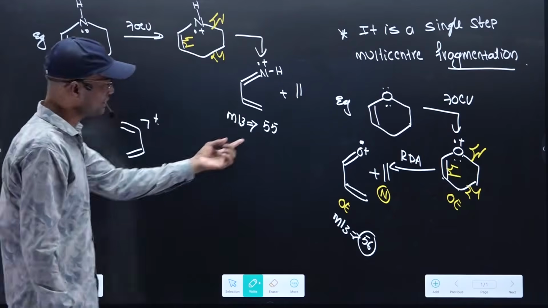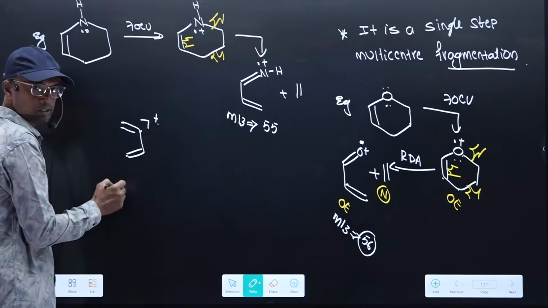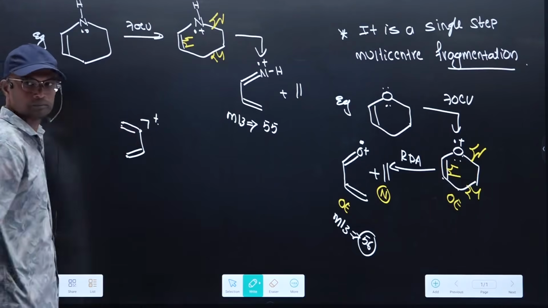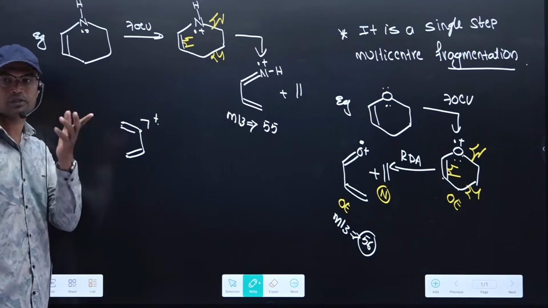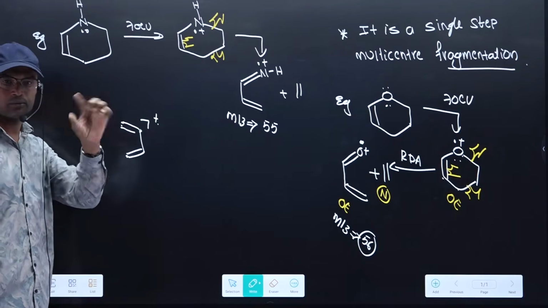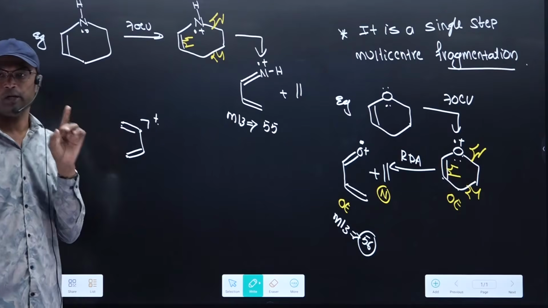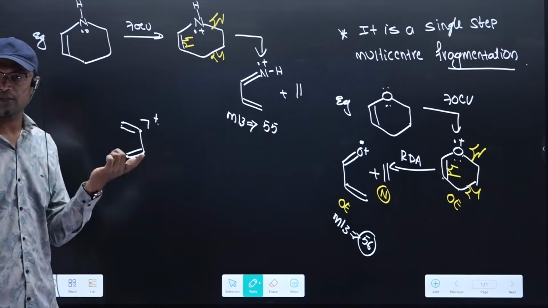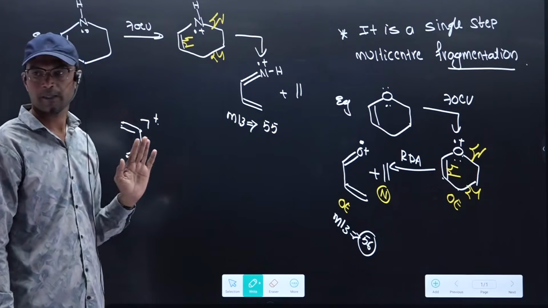Just now I said 54. Just count here: 1, 2, 3, 4. 4 into 12, 48, 50, 52, 53, 54. One nitrogen is there, 55. One oxygen is there, 56. 54, best number. Remember that for RDA, retro-Diels-Alder, the most important implicit value is 54. If nitrogen is there, 55. If oxygen is there, 56. You remember 54, 55, 56. Clear?